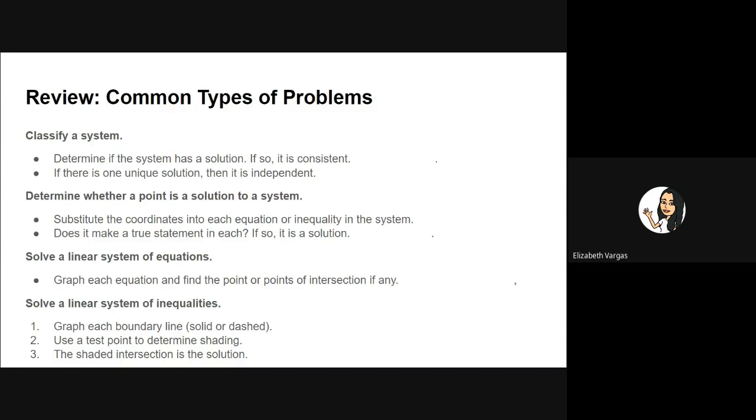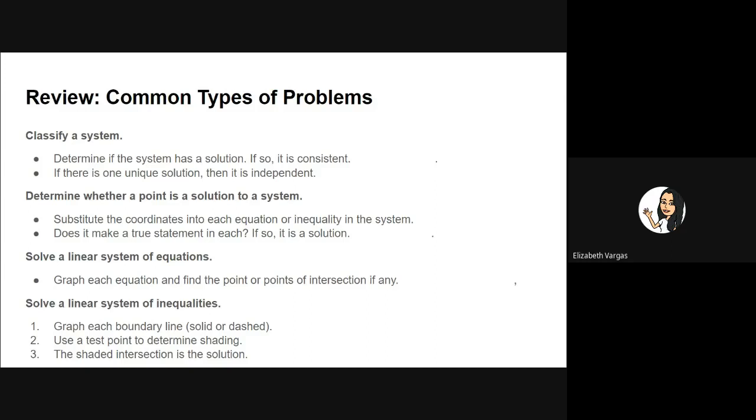We'd also be able to determine whether a point is a solution to the system. So basically, we could do it two ways. We can substitute the coordinates into each equation or inequality in the system and see if it makes it true. Or we could graph that point as well as each of our linear equations and see if that point falls into an area of intersection.